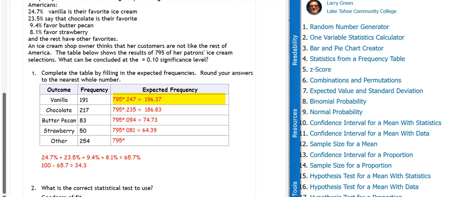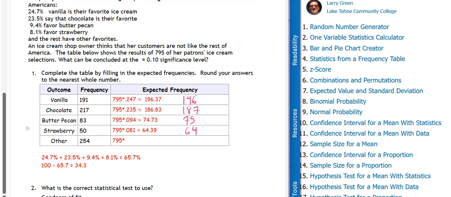And so when I answer this question in the table, I'm going to put 196 because I have to round to whole numbers because these are people. All right, for chocolate, I multiply 795 times the percentage of people in America that like chocolate, and that's 0.235, and I get 186.83, so I round up to 187, and so forth. The next one's going to be 75, and the penultimate one is 64.